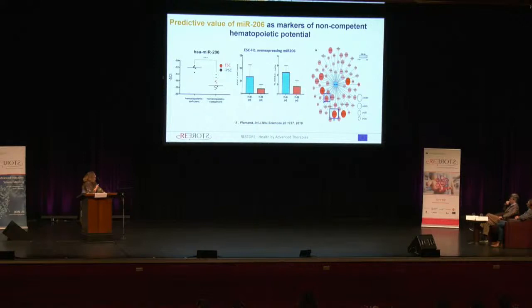When you overexpress this microRNA in the competent embryonic cell line H1, you can see a marked decrease in the colony assay and in the percentage of CD34 positive cells. The important thing is that this microRNA has two targets, RUNX1 and TAL1, which are both master transcription factors working very early at the hemangioblast stage.